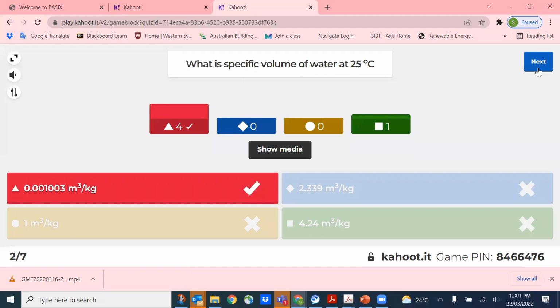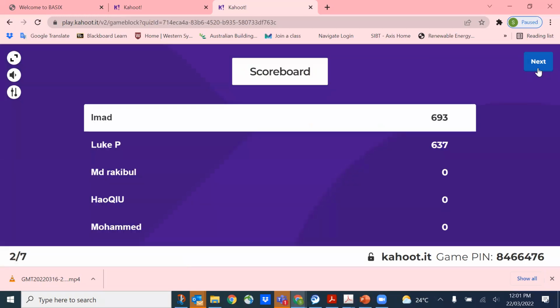So do you want me to explain this, or I think it's quite simple to know, right? It's just go at the same temperature, 25, you go along the row. Under VF, you find what's the specific volume, which is this one, correct one. Okay. Right. So start the competition now. Okay, so next one.